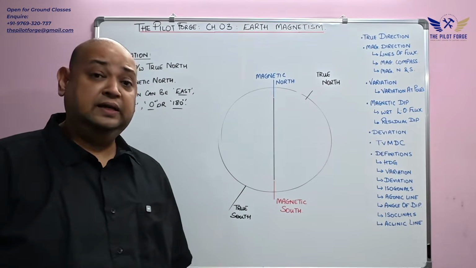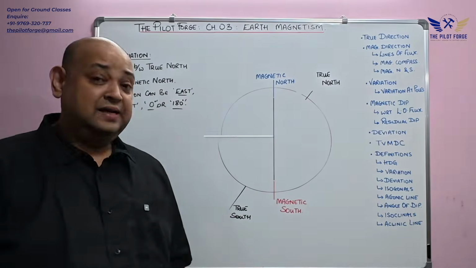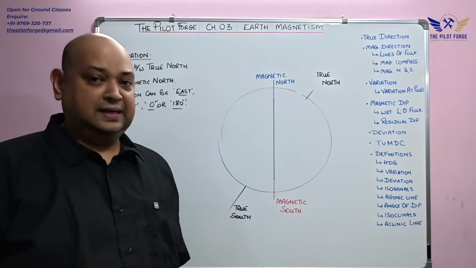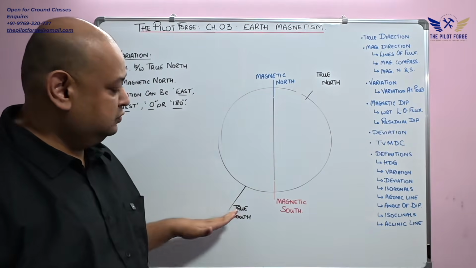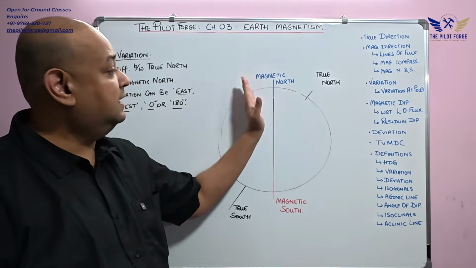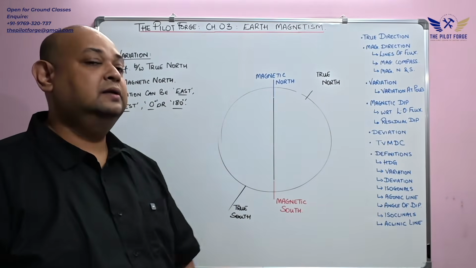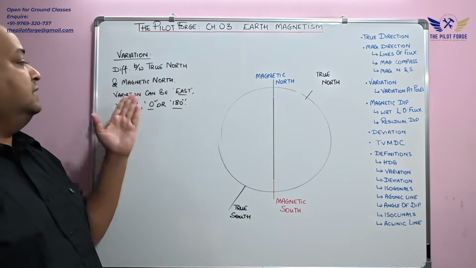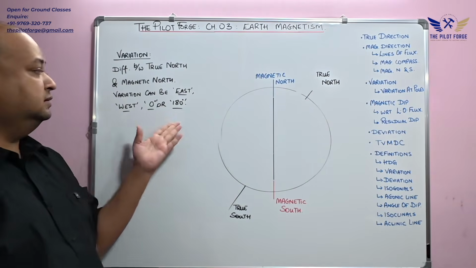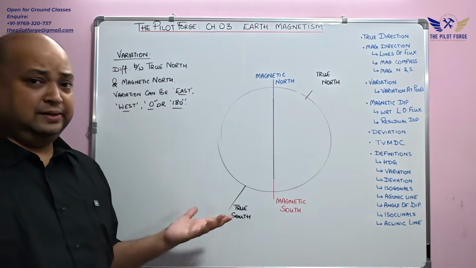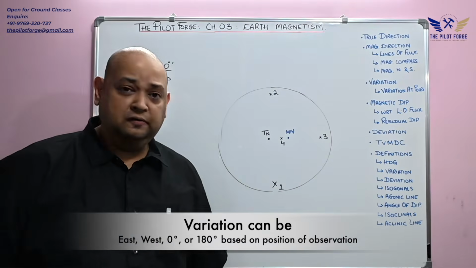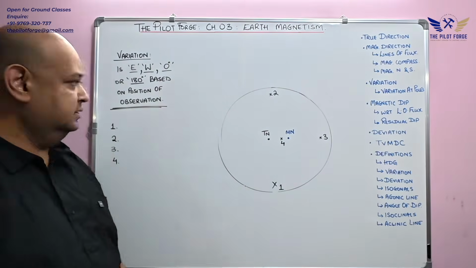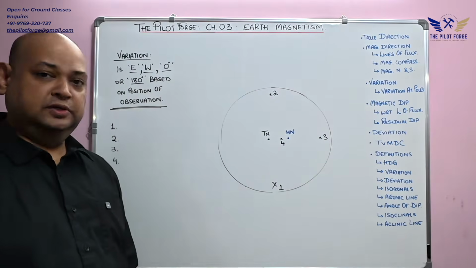So the next thing we need to take a look at is variation. Variation tells us the difference in position between the true north and the magnetic north. So you've got the true north and true south over here, magnetic north and south over here, and look, obviously there is a difference. By definition, difference between true north and magnetic north, variation can be east, west, 0 or 180 degrees. I'll explain it in a second. So we spoke about variation and how it can be east, west, 0 degrees or 180 degrees. Now this is based on your position of observation.